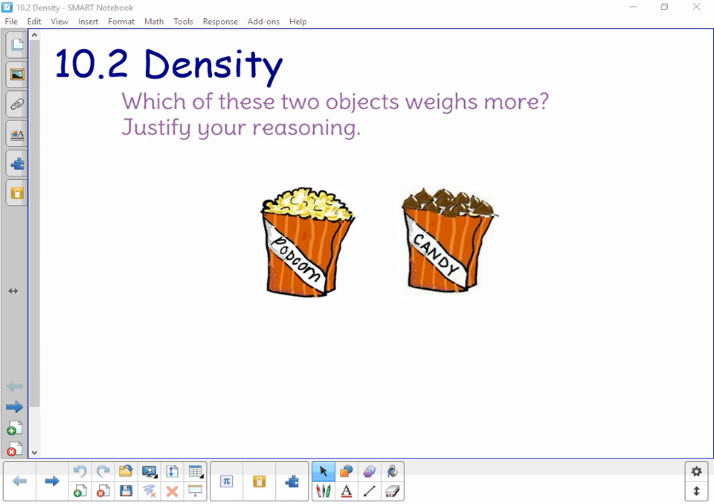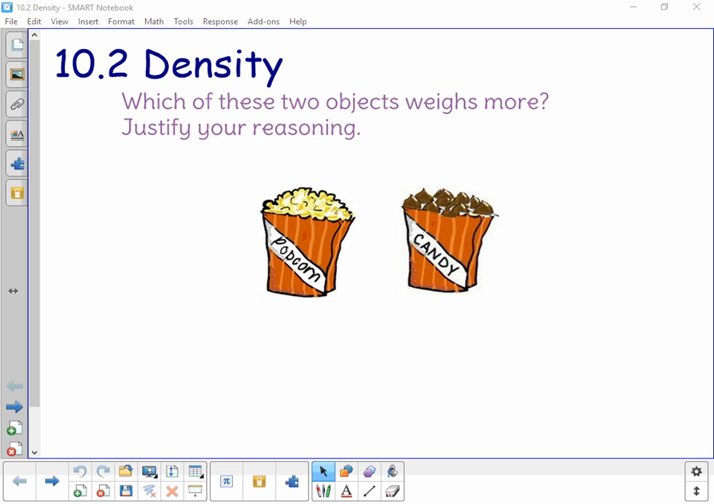All right, today's lesson is on density. So when you look at something like this, we've got a bag of popcorn and a bag of candy. If I ask you which of these two objects weighs more, I think most of you would immediately say that it's that candy that weighs more.